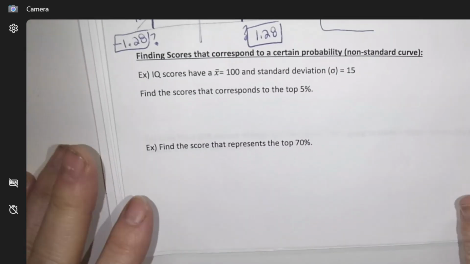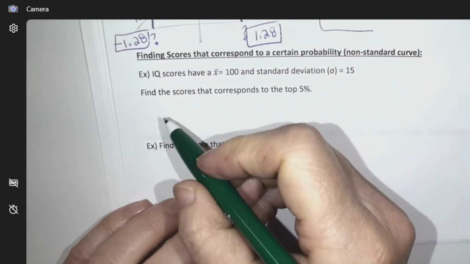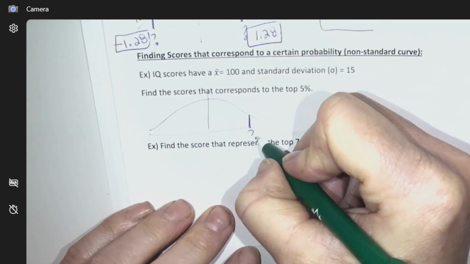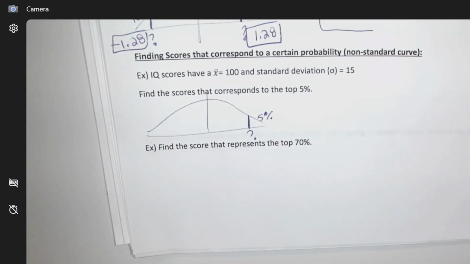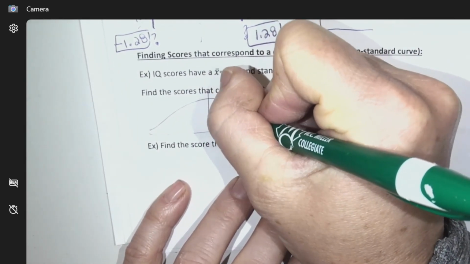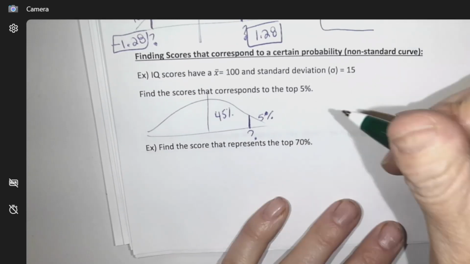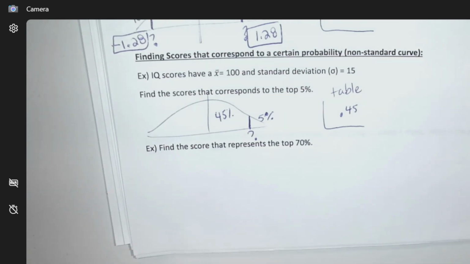Okay, last question. Find the top 5%. So there's 5% above me, so that should mean what? There's 45% to the middle. So I'm going to go to my table and I'm going to try to find a 0.45 on my table.